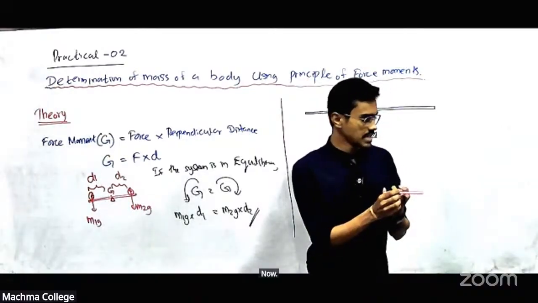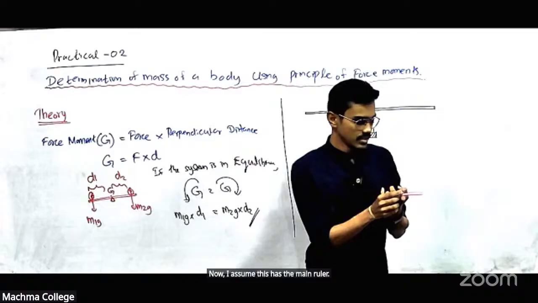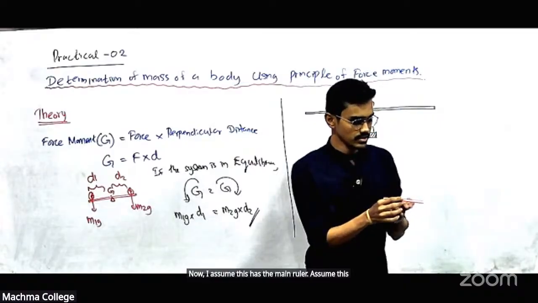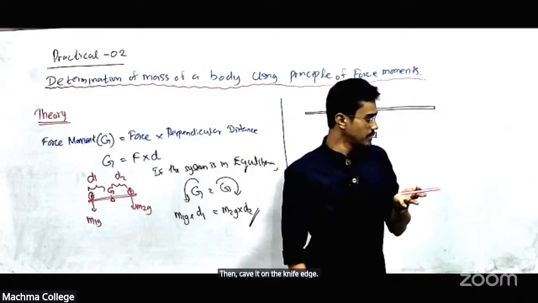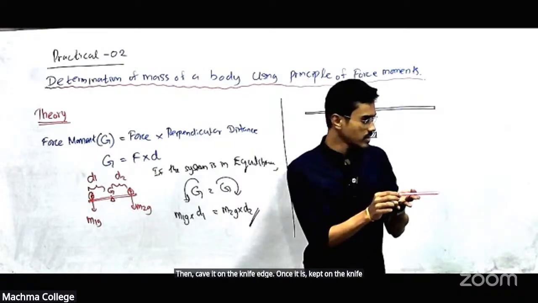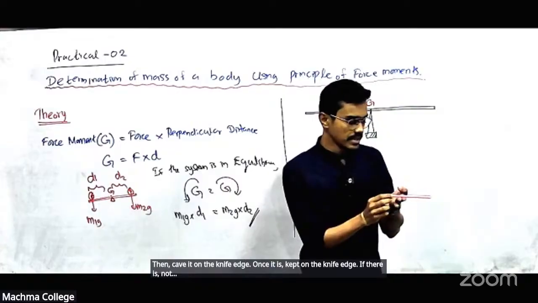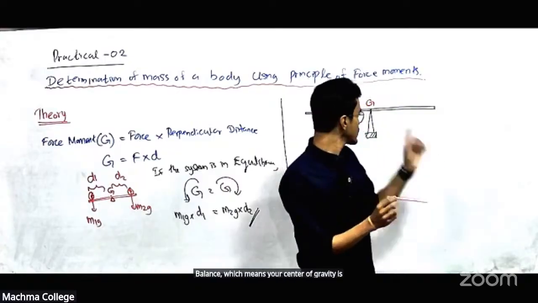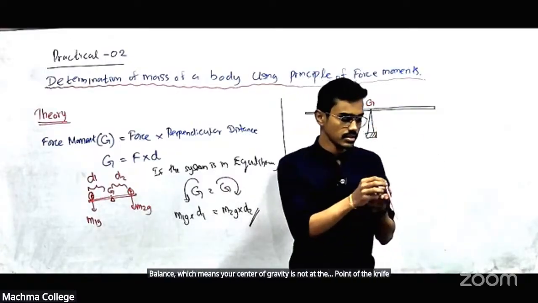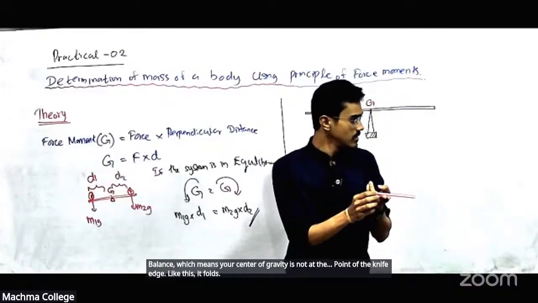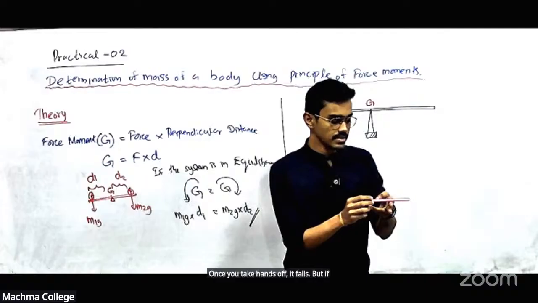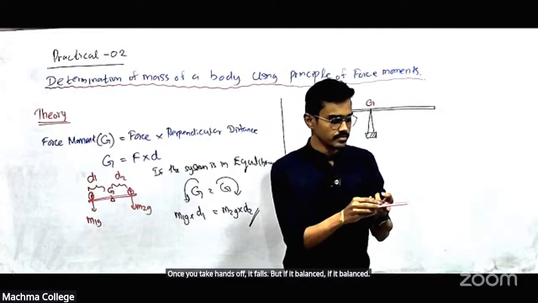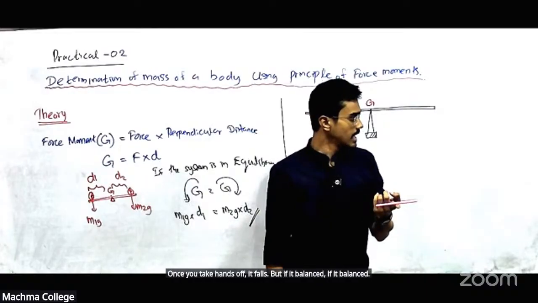Now assume this as the meter ruler. Then keep it on the knife edge. Once it is kept on the knife edge, if there is not balance, which means your center of gravity is not at the point of the knife edge. Like this, it falls. Once you take hands off, it falls. But if it is balanced, see, it can be kept balanced like this.